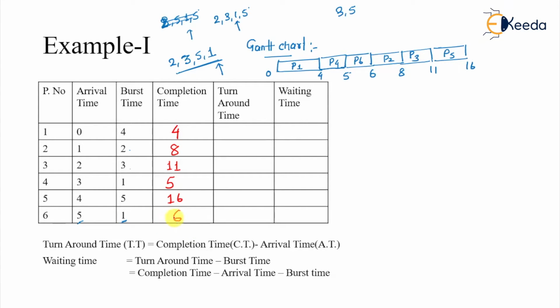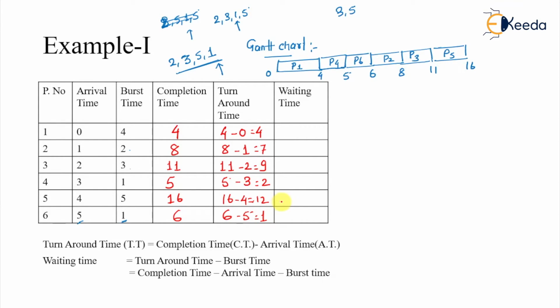Turnaround time is about submission, from when they have arrived, and I'll write this in a different color. So this will become 4 minus arrival time 0, which is 4. For P2, 8 is the completion time and it arrived at 1, so 8 minus 1 is 7. 11 minus 2, 11 is the completion time, 2 is the arrival time, so turnaround time is 9. 5 is the completion time, arrival time is 3, that makes it 2. 16 is the completion time, arrival time is 4, that makes it 12. 6 is the completion time, arrival time is 5, that makes it 1.